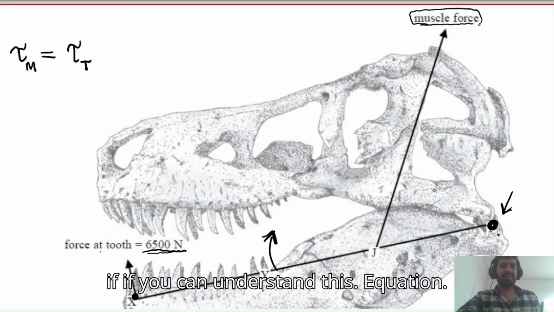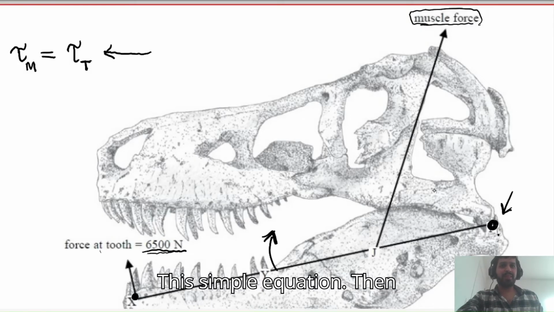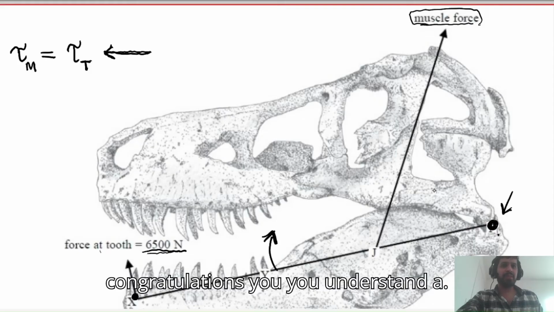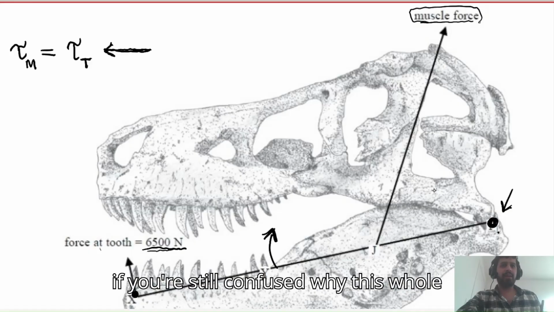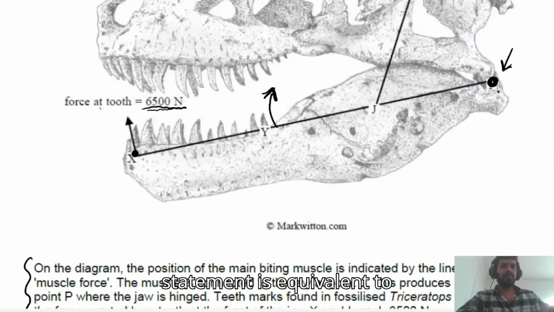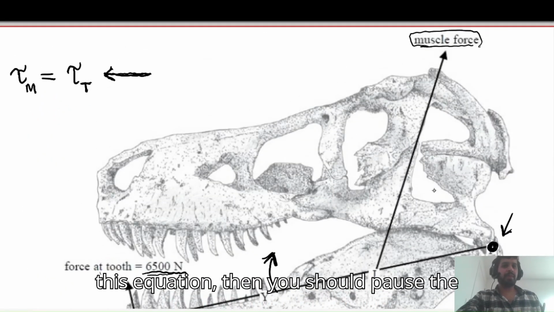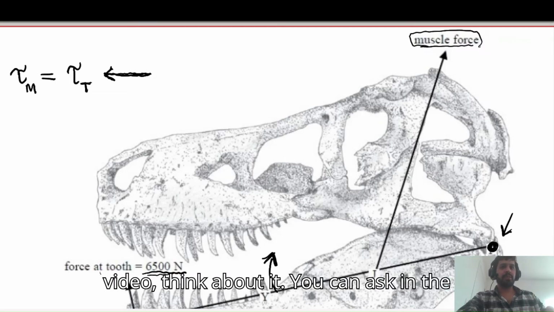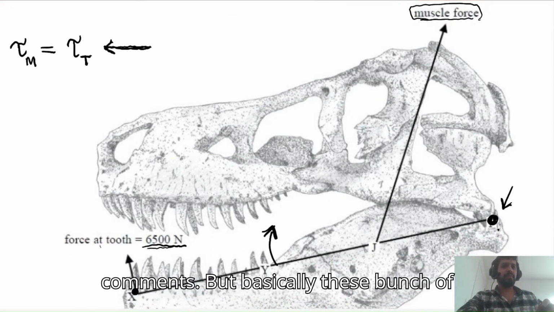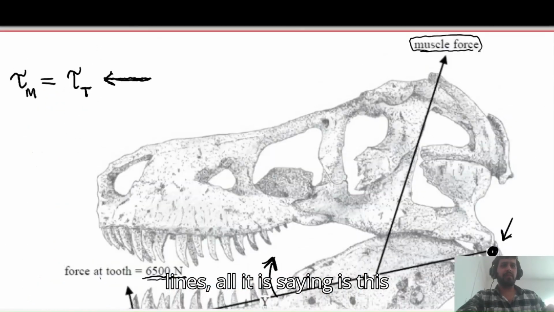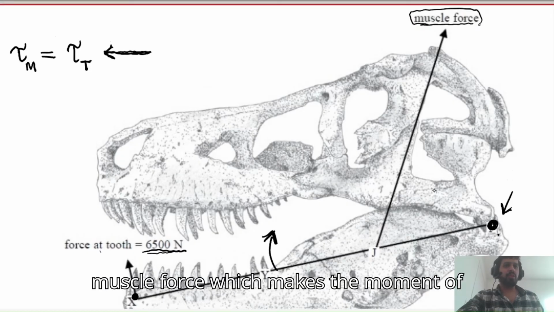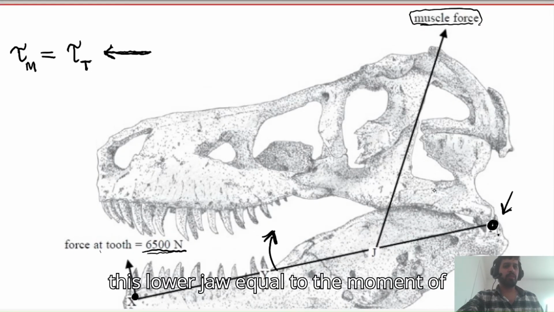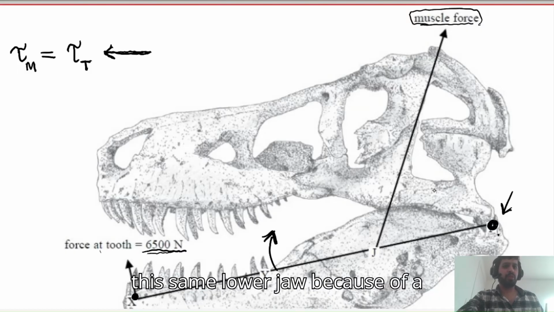If you can understand this simple equation, then congratulations, you understand my strategy, my plan to solve this question. If you're still confused why this whole statement is equivalent to this equation, then you should pause the video and think about it. You can ask in the comments. But basically, all these lines are saying is this simple thing: find the muscle force which makes the moment of this lower jaw equal to the moment of this same lower jaw because of a different force which is acting at position X.